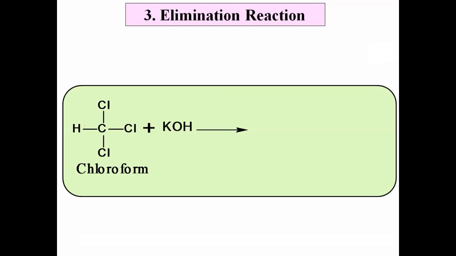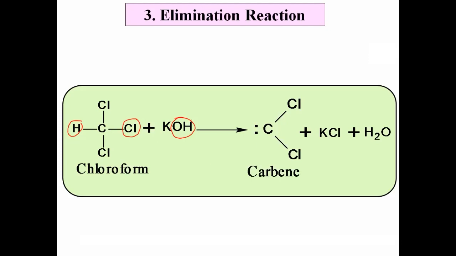Here this chloroform loses one hydrogen and one chlorine. One hydrogen and one chlorine leave from the molecule. What is the main product? Carbon having two chlorines, and that species is called carbene. This particular species is called carbene.